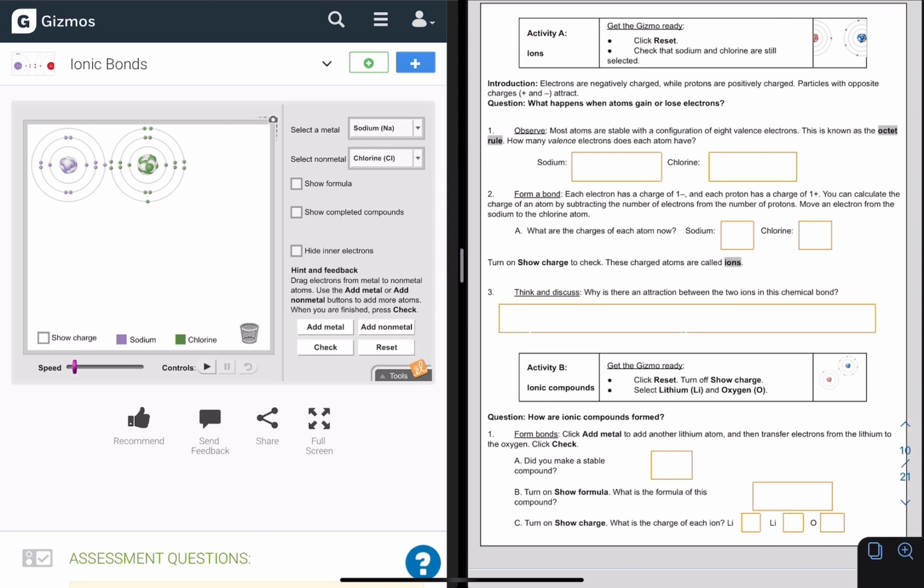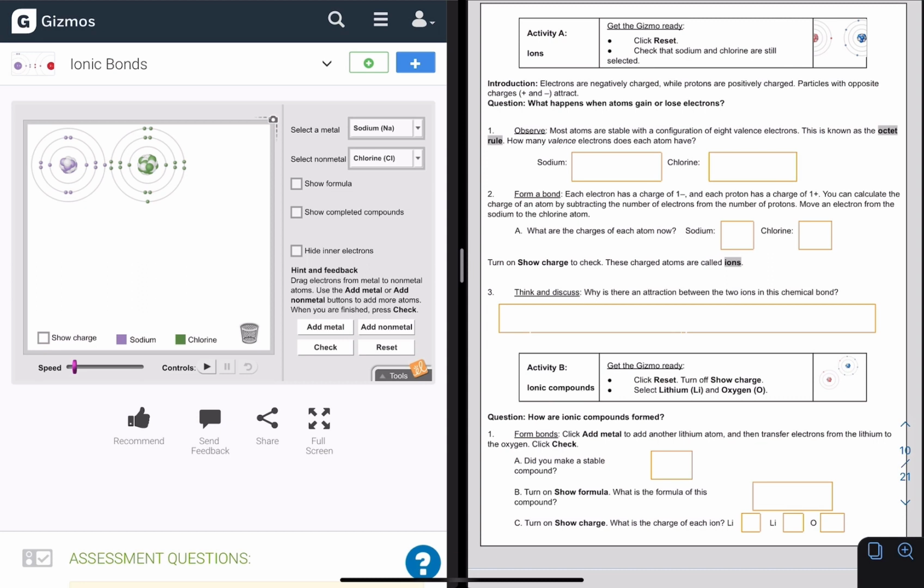We're going to start with number 1 now. So observe. Most atoms are stable with a configuration of 8 valence electrons. This is known as the octet rule. How many valence electrons does each atom have? So again, you're going to look at that last shell or the last circle on these Bohr models and count how many valence electrons sodium has and how many valence electrons chlorine has, and then you're going to write your response in those 2 boxes there. For number 2, where it says form a bond, each electron has a charge of -1.